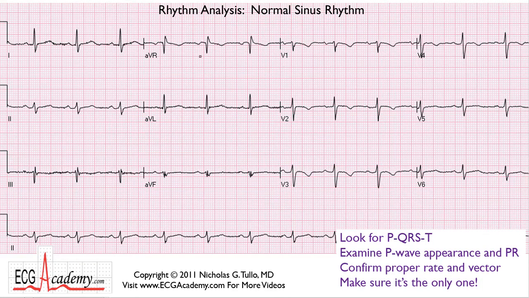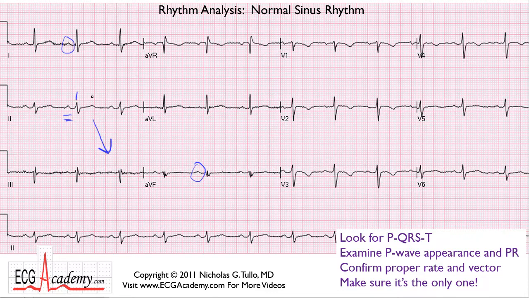If you look at this ECG, you can see the P waves are upright in lead 1 and they're upright in AVF. Even though the QRS complex is a little bit different, it's also upright in lead 2, which again confirms that the P wave is down and to the right.